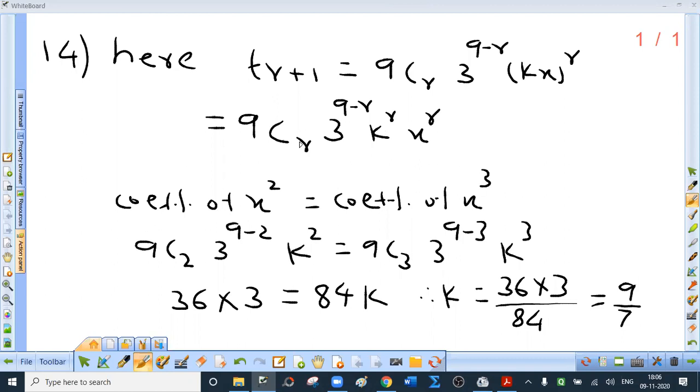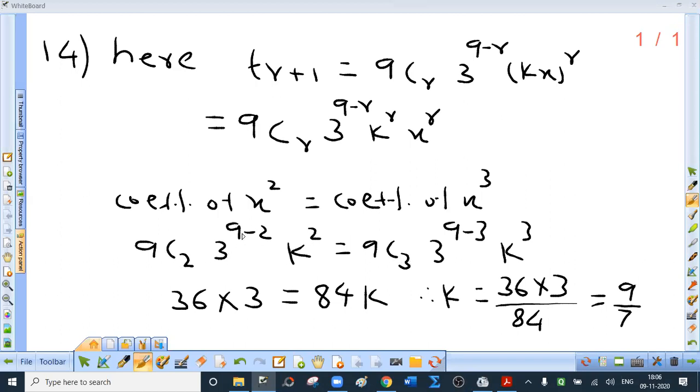That is why I have written 9C2 3 raised to 9 minus 2 k square. For a term in x cube, r has to be 3. So what will be its coefficient? 9C3 3 raised to 9 minus 3 k cube. Now 9C2 is 36. 9C3 is 84.